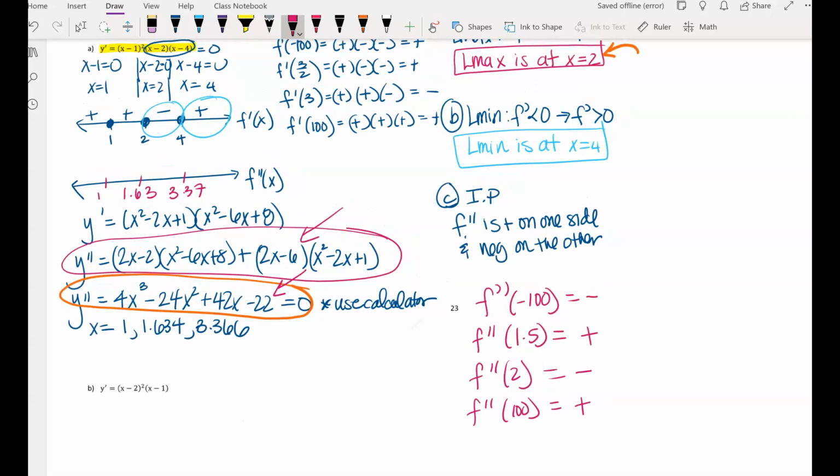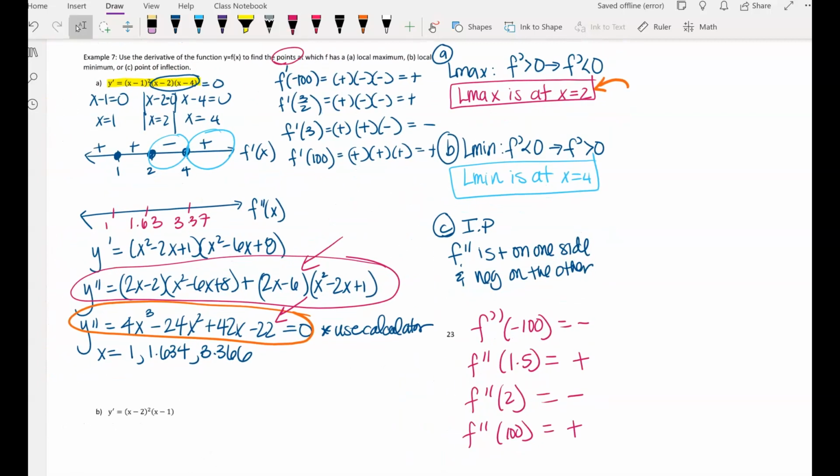So let's see. Ready? We got negative, we got positive, we got negative, we got positive. Oh wow, it changes quite a bit. Because it changes, first inflection point is right there, second inflection point is right there, and third inflection point is right there because it kept changing. So IPs are x equals 1, 1.63, and 3. I'm going to round it to 3.37.